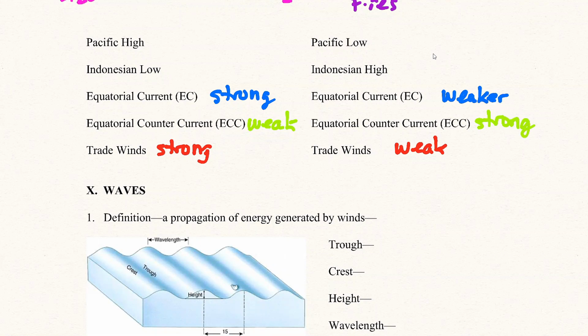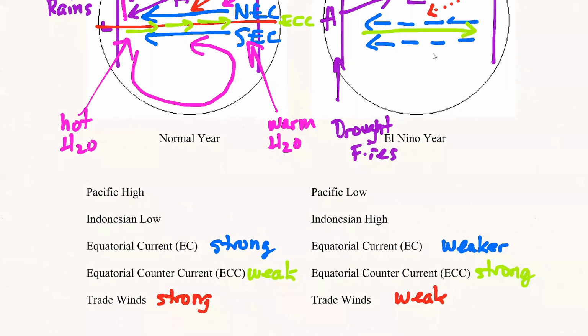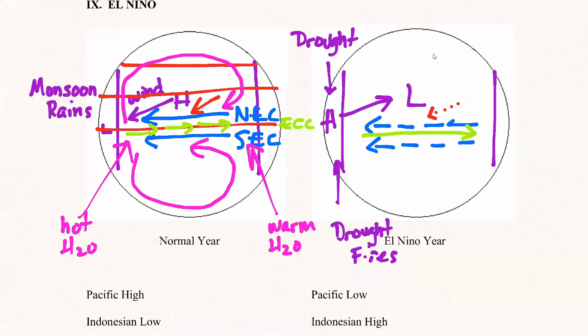There's this misconception that during an El Nino, your ocean currents actually go backwards. Well, they don't go backwards. The equatorial currents weaken, and the countercurrents get a little bit stronger.